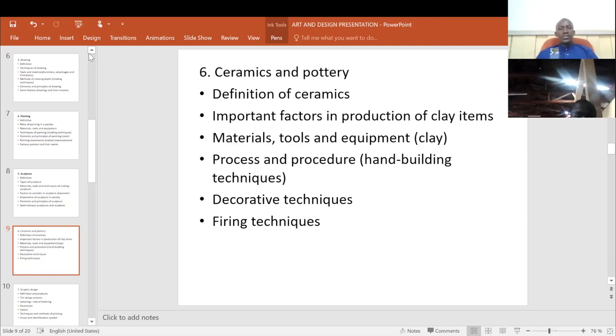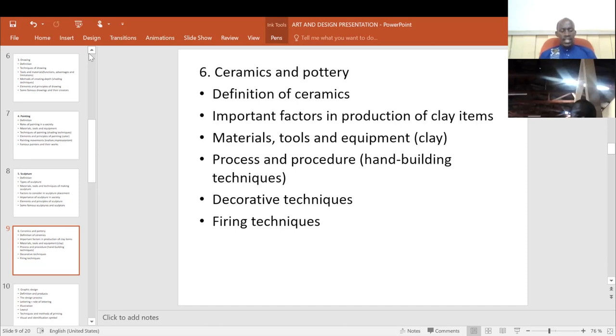We have the learners be able to mention some of the most important factors that we consider when creating clay items. What do you need to understand, or what do you need to follow as far as creation of clay items is concerned? Then the learners must also be able to understand the materials, tools, and equipment of clay works. What are some of the materials? Again, in this case, the most important material in ceramics and pottery work is clay. So let the learners understand the definition. The first must start with a definition of clay. What is clay? And then, what are some of the sources of clay? Where do we get clay?